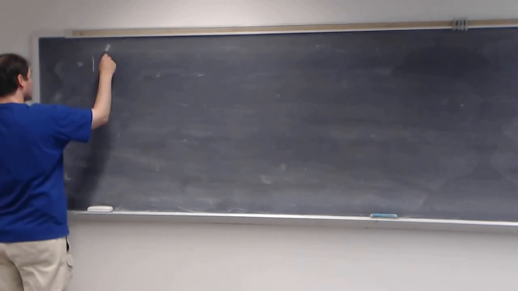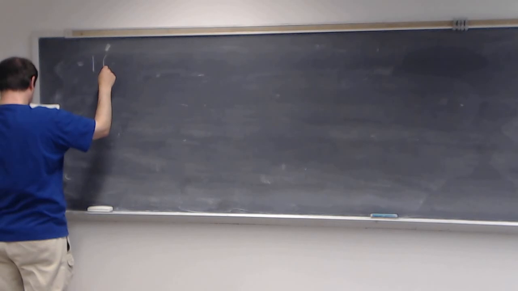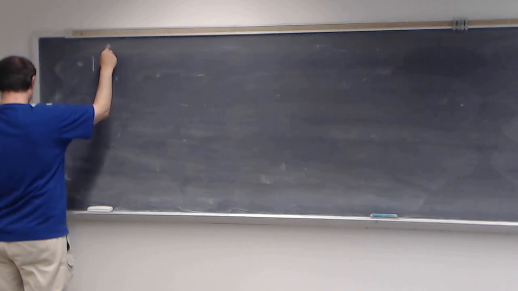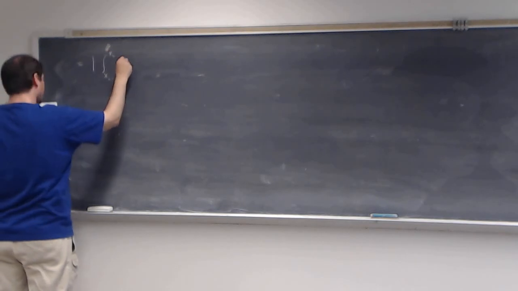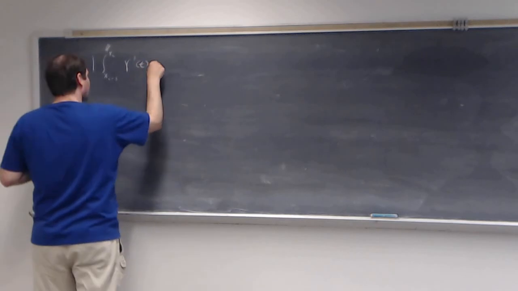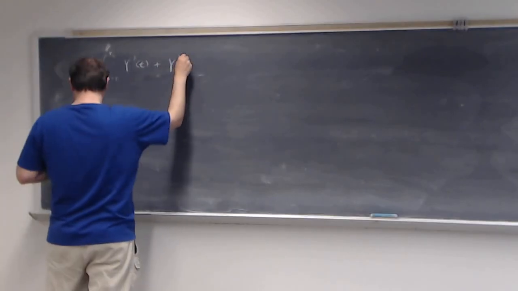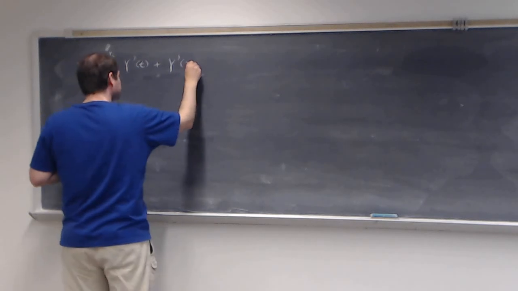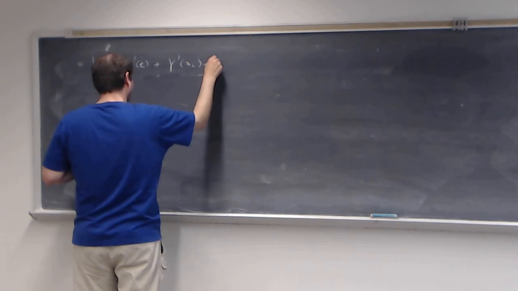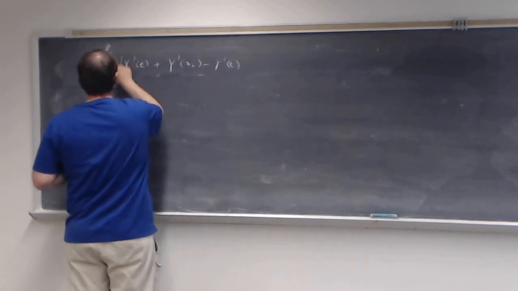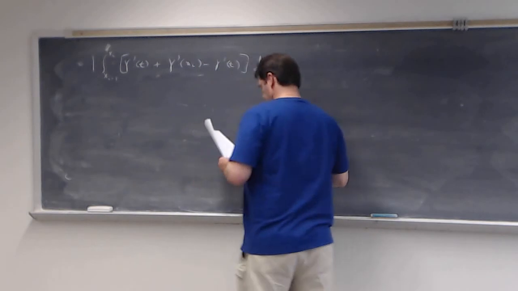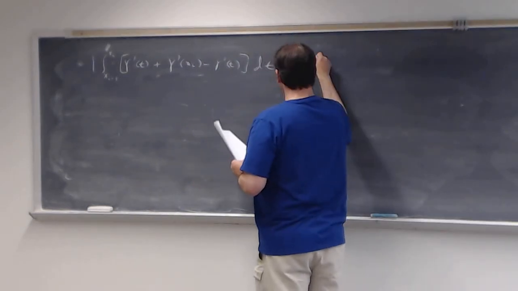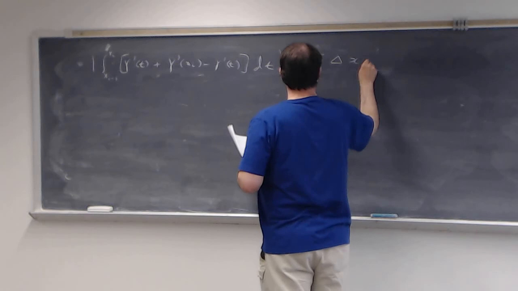Okay, that's equal to the norm of the integral from x sub i minus 1 up to x sub i of gamma prime of t plus gamma prime of x sub i minus gamma prime of t dt, plus epsilon times delta x sub i.